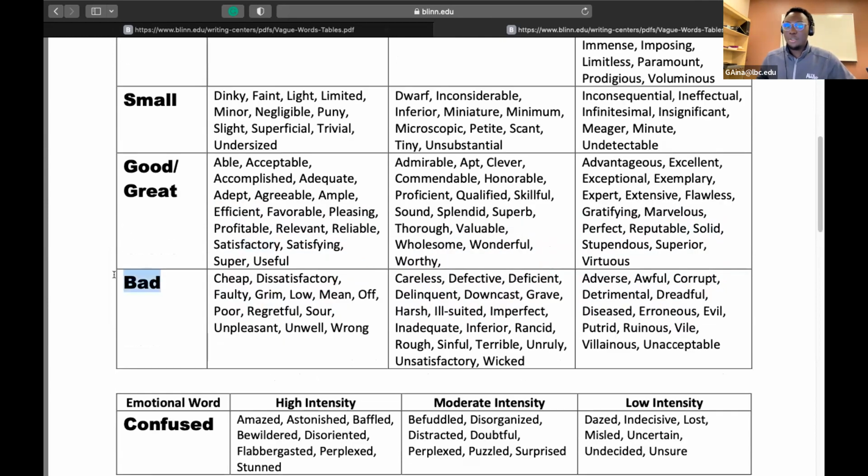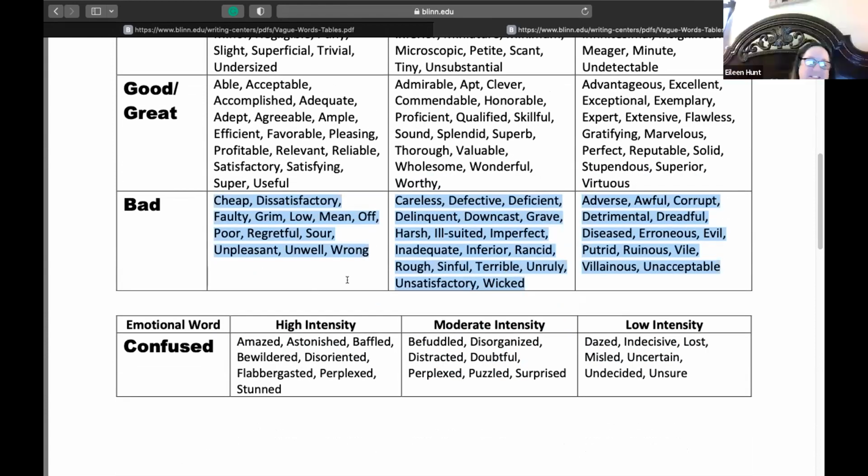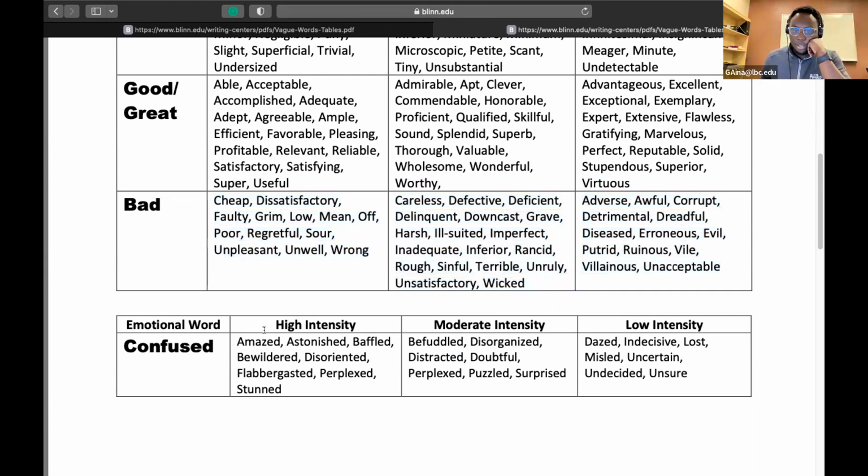Excellent. And then avoid words like bad. For instance, if I say he is a bad driver, Eileen Hunt, can you help me to revise that? There are plenty of words for that. Careless. Can you give me another one? Awful. Good. He's a careless driver. That's good.